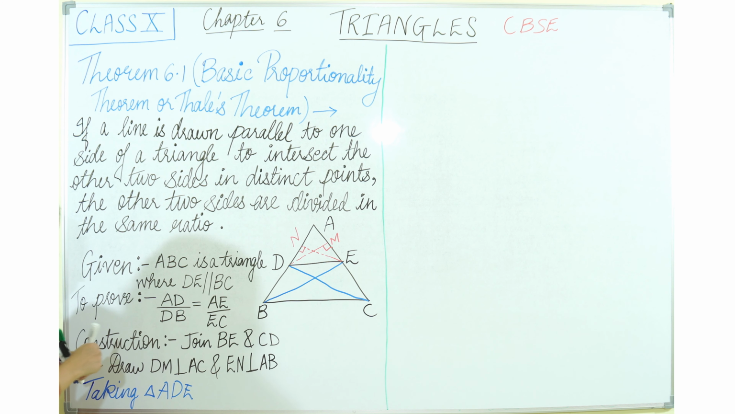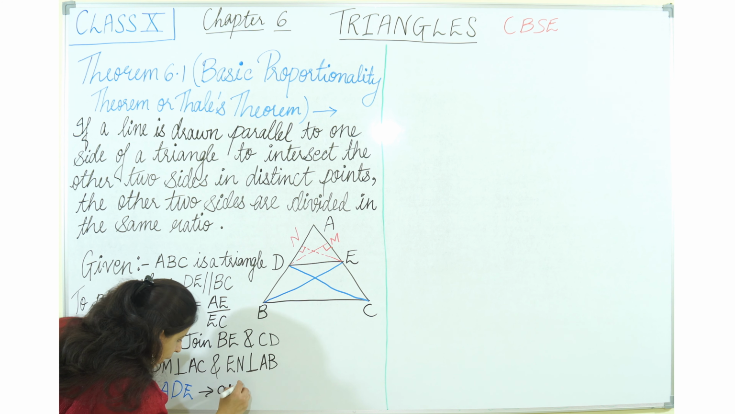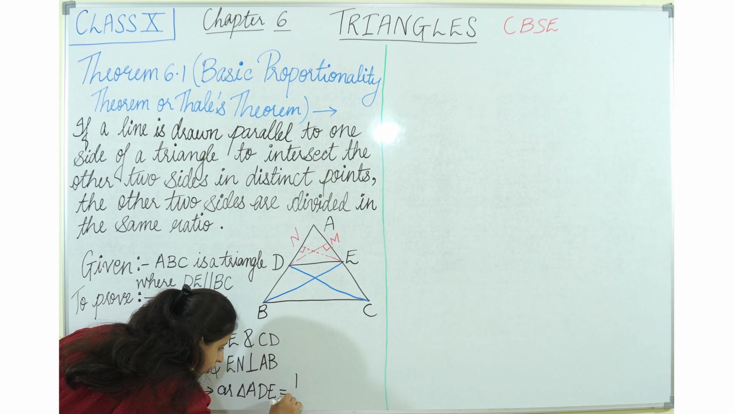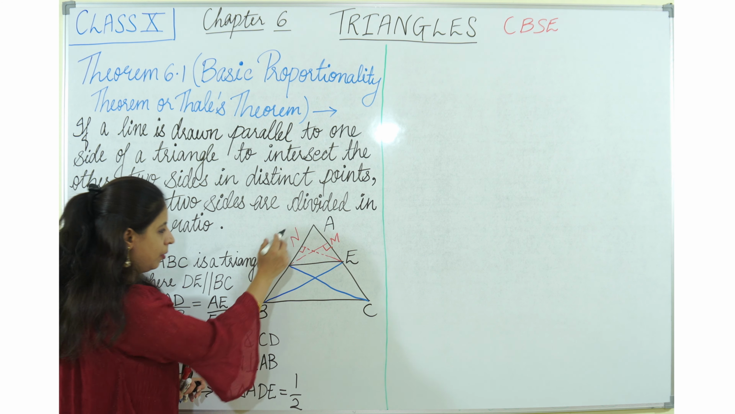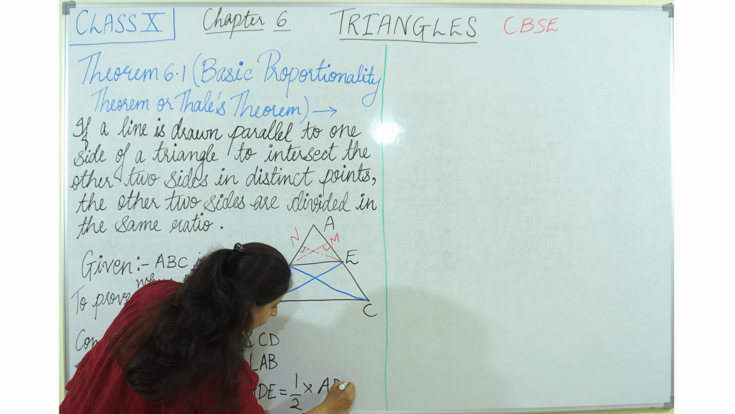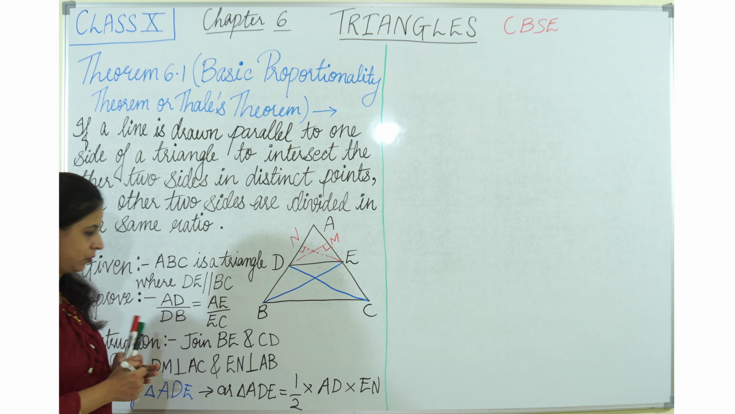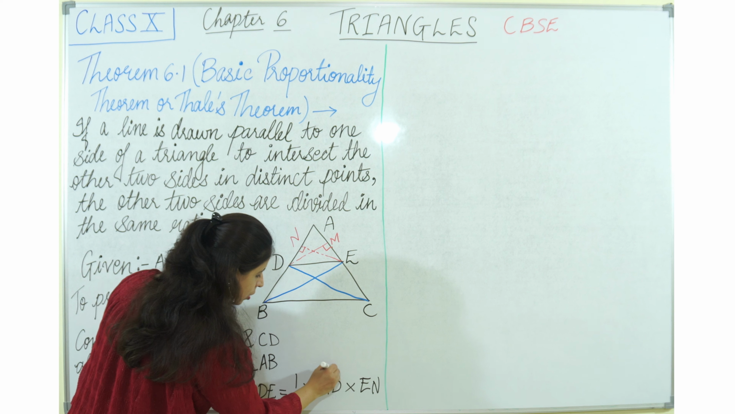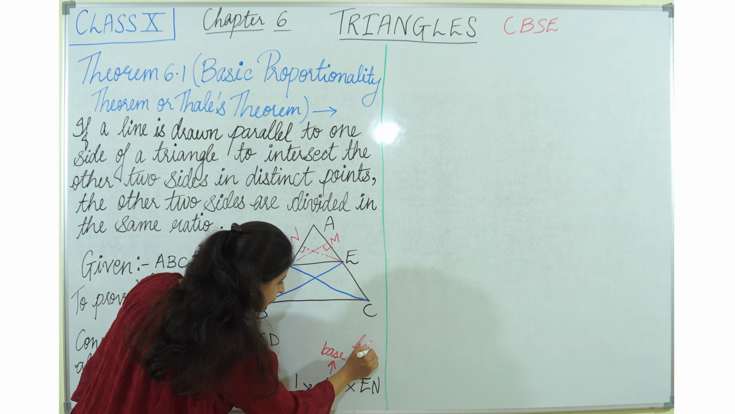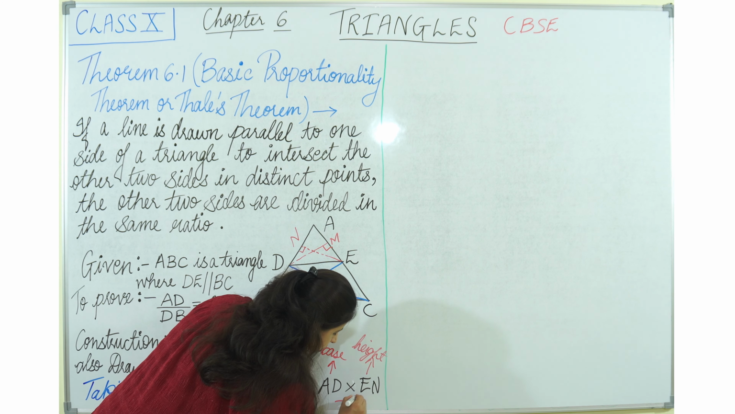So let us write down the area of triangle ADE will be equal to half, base will be AD and height will be EN. I am writing here the base and the height. Let us mark it as equation number 1.